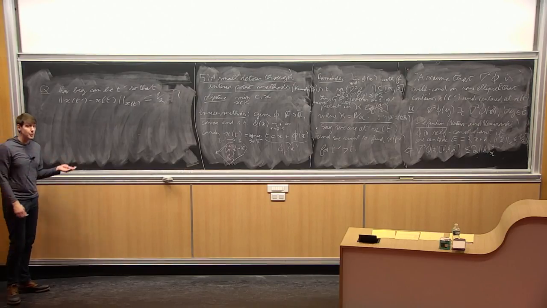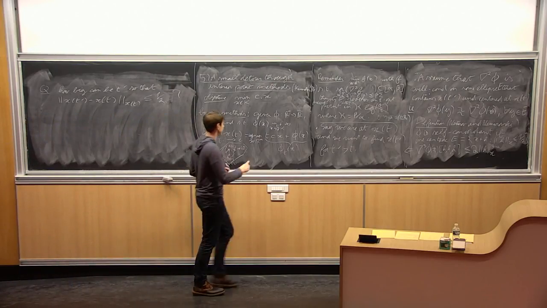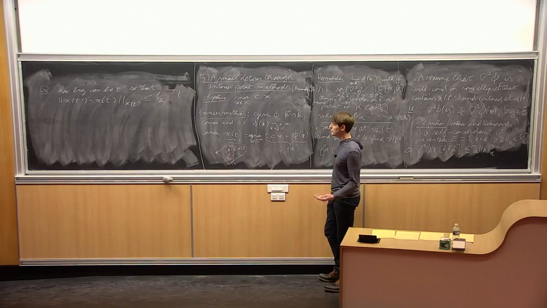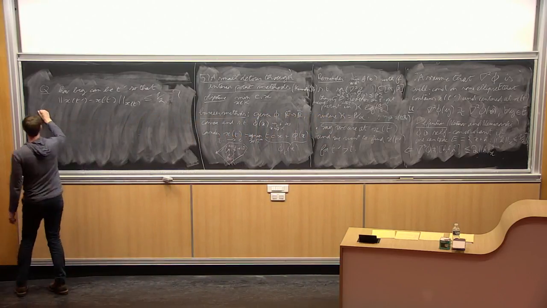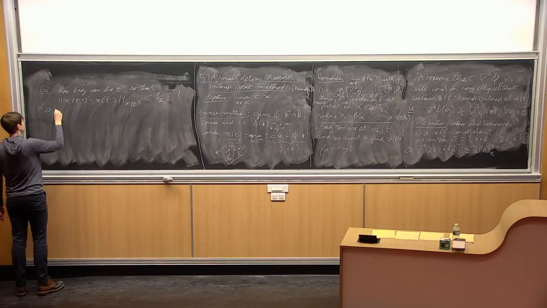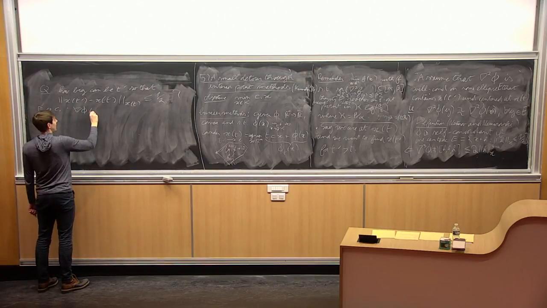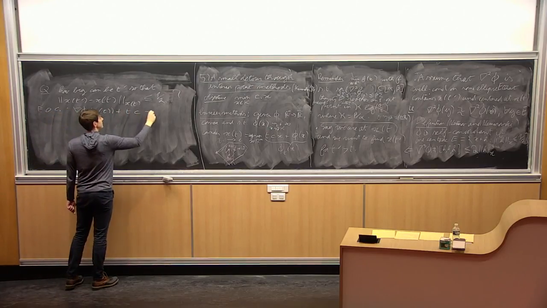Okay, so what do we know about x of t and x of t prime? Well, what we know is that they are minimizers of these functions. So we can write the first order optimality condition for this. So first order optimality condition tells me that the gradient of phi at x of t plus t times c, this is equal to 0.